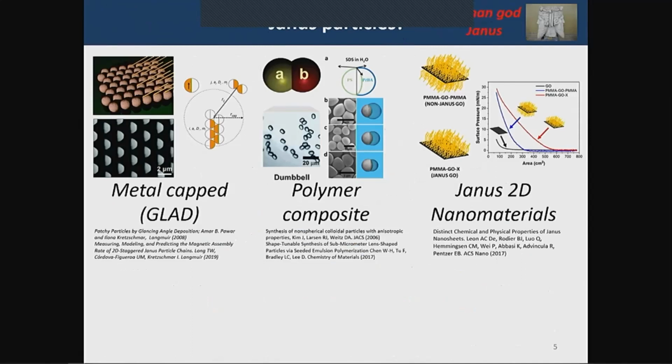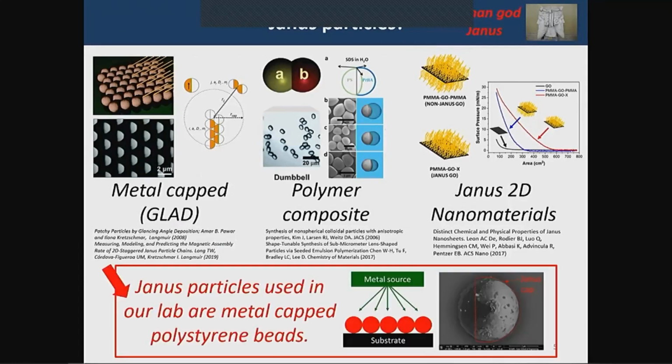So one of the types of anisotropic particles that we're interested in in our lab are called Janus particles, and there's lots of ways you can make Janus particles. We saw in the plenary yesterday beautiful work on metal-capped Janus particles, but you can also make polymer composite Janus particles and even nanosheets that are made Janus. We focus mostly on these, where you have some native particle and a metal source that's evaporated onto that particle. And the metal can be platinum, gold, titanium, whatever you'd like. We usually make it either gold or platinum.